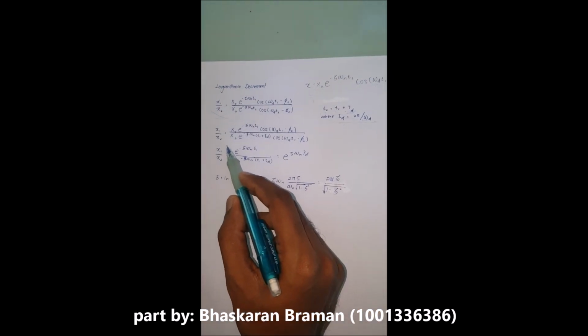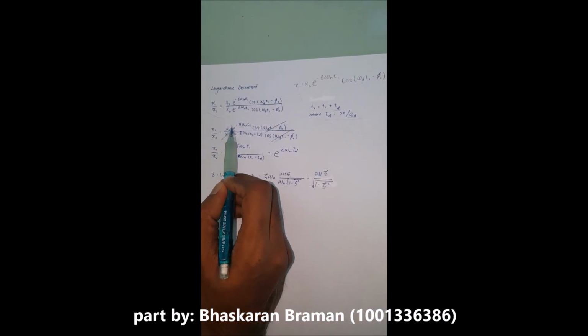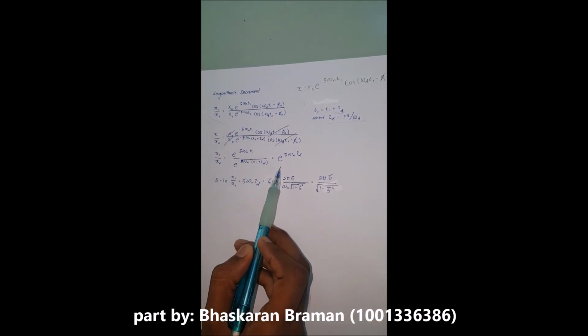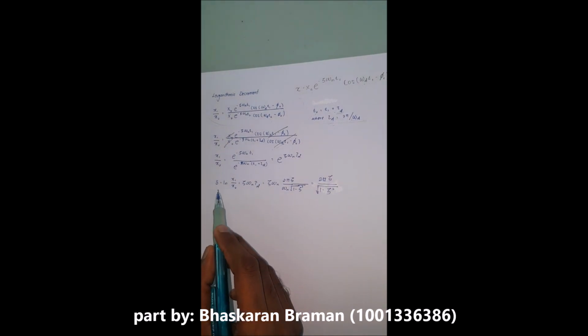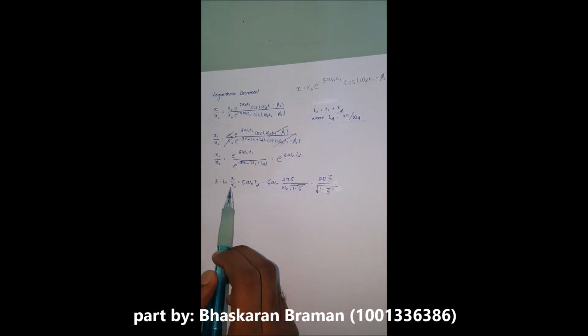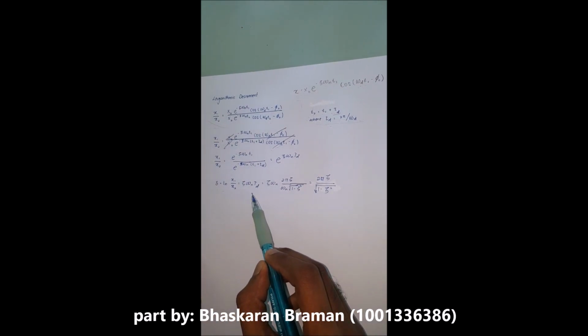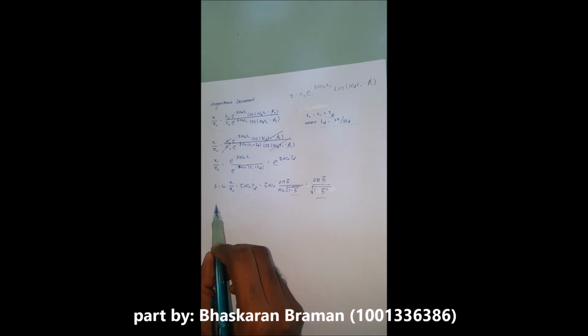By this we can just cancel these two off, as they are the same value. From that we get this value, and then to find the logarithmic decrement, we just take ln of x1 over x2, and then we get this formula, and from here we can get the damping ratio.